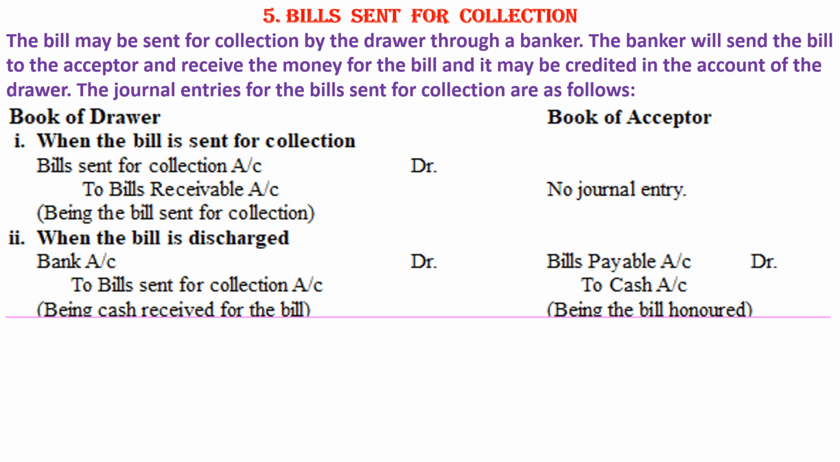Book of drawer. 1. When the bill is sent for collection: bills sent for collection account debtor to bills receivable account, being the bill sent for collection. No journal entry in the book of acceptor. 2. When the bill is discharged. In the book of drawer: bank account debtor to bills sent for collection account, being cash received for the bill. In the book of acceptor: bills payable account debtor to cash account, being the bill honored.